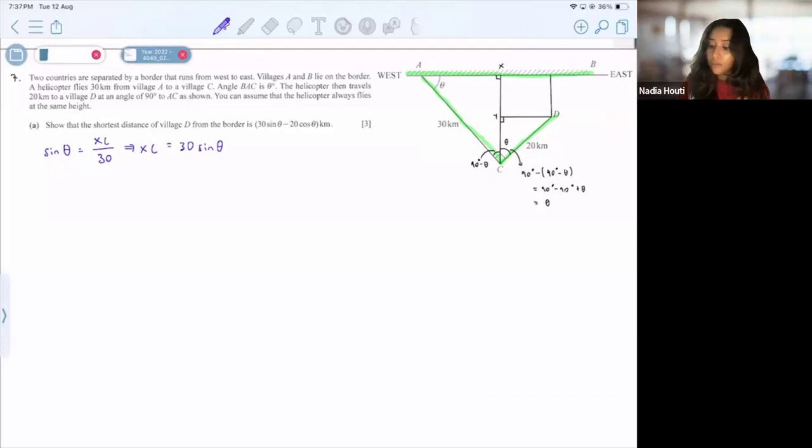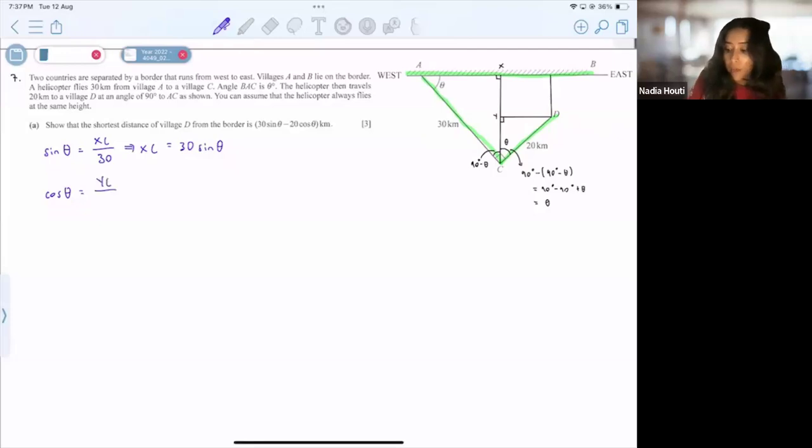Then angle DCY is theta. So for YC, let's start with cosine theta first. Cosine is adjacent over hypotenuse. If your theta is DCY, your adjacent will be CY, or YC. So cosine theta is equal to YC over hypotenuse, which is 20 kilometers. So YC is equal to 20 cosine theta.